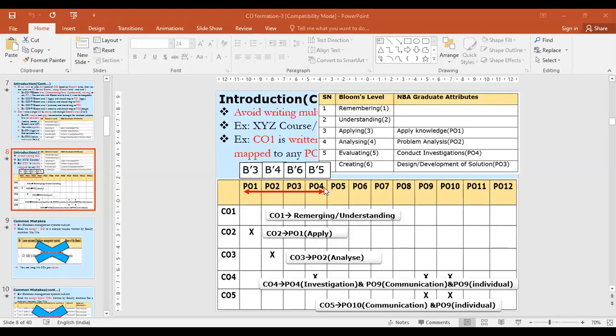Sir, regarding the programming subject, we usually have questions like "write a program." Will it come under the apply level or the design level? I understood, madam, you're asking from the lab point of view. Yes, lab point of view. Don't worry, even in the theory exams, when we have a question like "write a program about some concept," it's apply level only. Yes, it's apply level only.